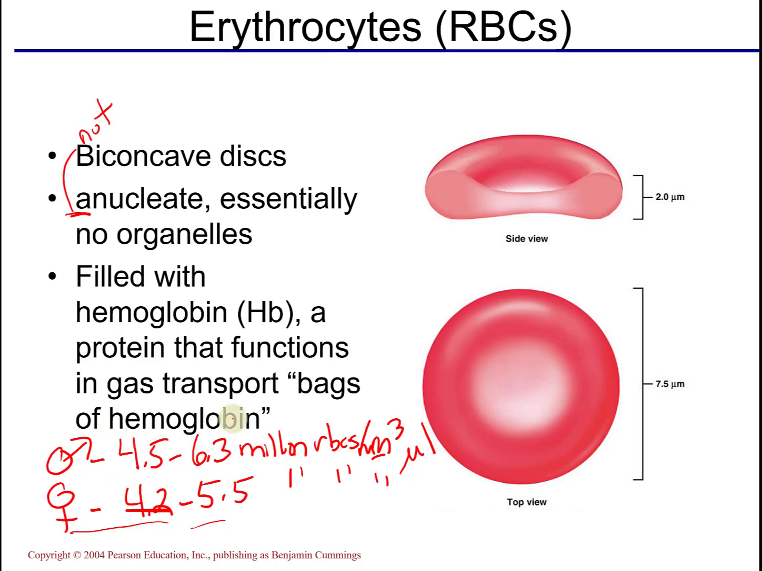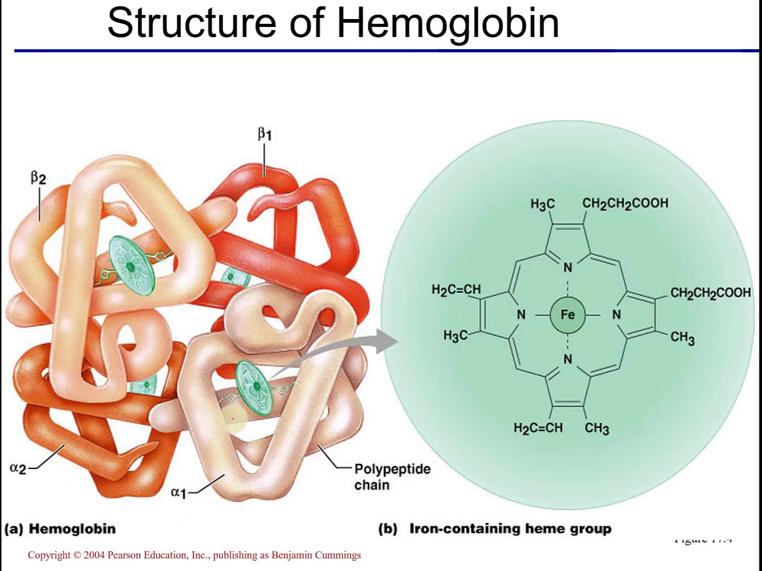So let's take a look at the structure of hemoglobin. And you'll see here that there are actually 4 polypeptide chains. So we have this one down below, that's alpha. They call this alpha 1, alpha 2, beta 1, beta 2. So we have 4 polypeptide chains. And then within the center of each polypeptide chain is this green disc. If we look a little closer, we'll see that this is actually heme.